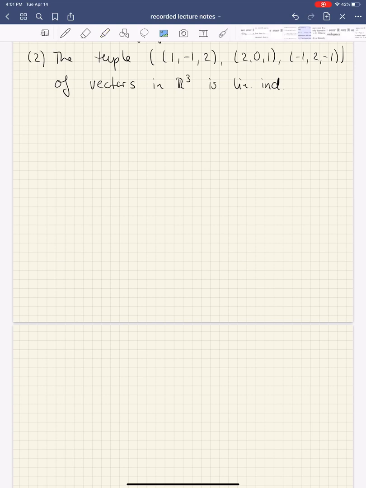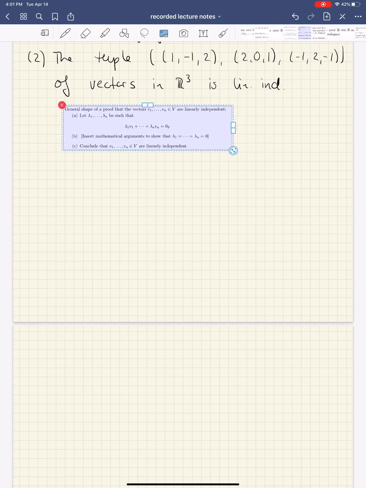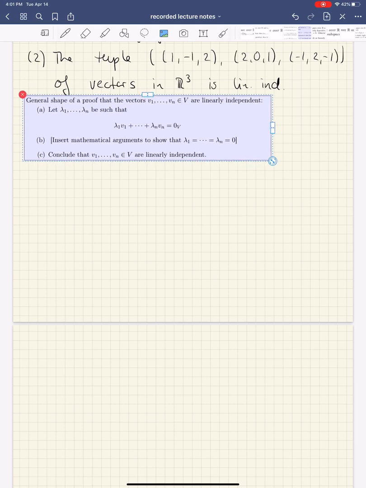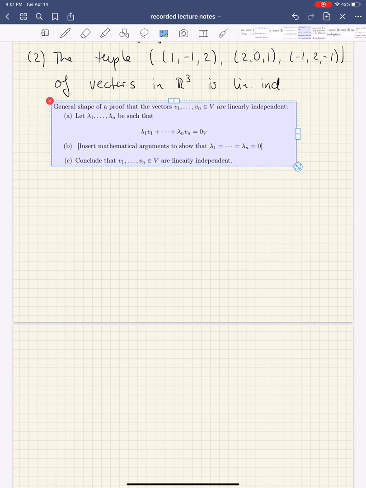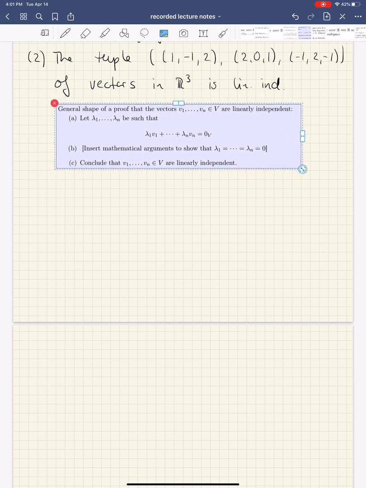And this will get us to our next proof strategy. So what is the general shape of a proof that vectors are linearly independent? And so what you do is, well, first you pick out scalars and let them be in a way that the linear combination given by the scalars and the vectors you have is equal to 0.